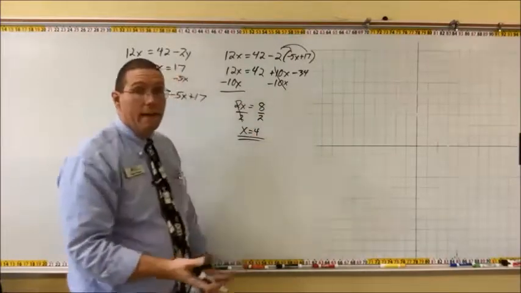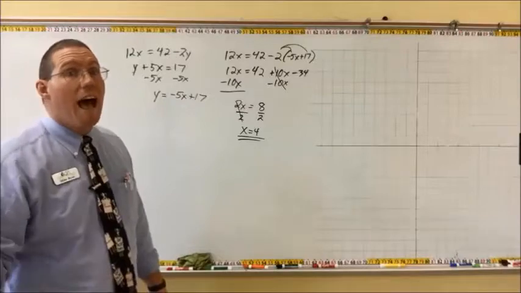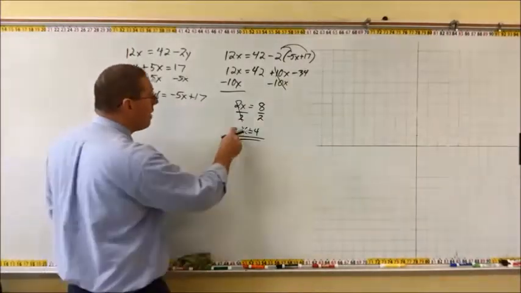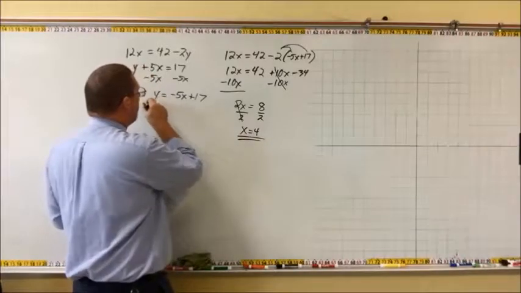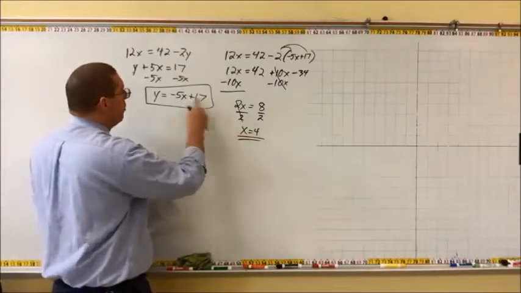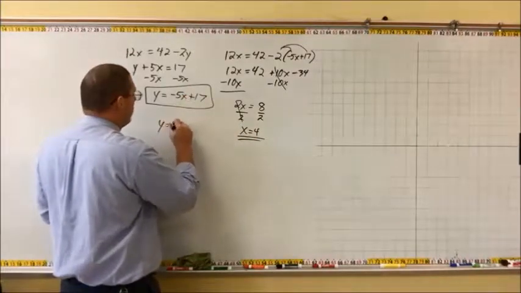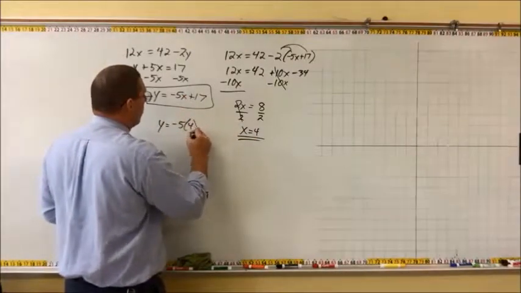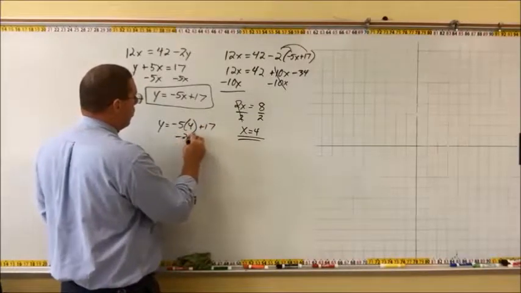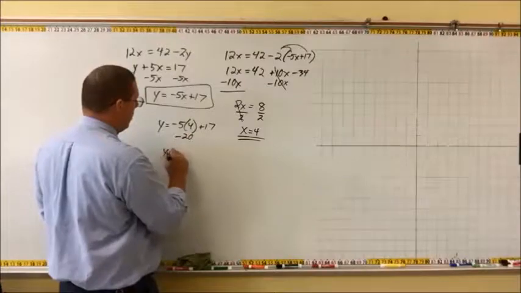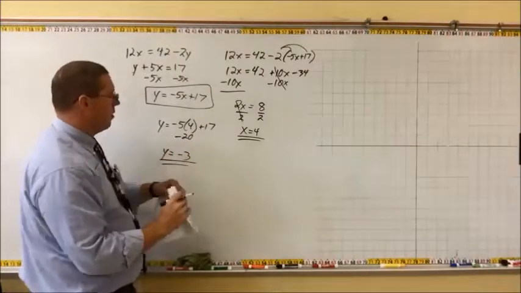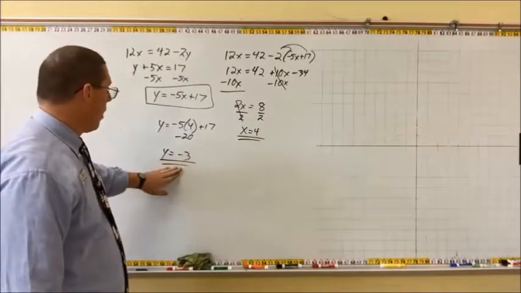But I'm not done yet. I've only got my answer for x. I still need to find out what the answer is for y. So I'm going to take the x equals 4 and go over here to the y equals -5x plus 17, and put the 4 in. So I'm going to have y equals -5 times 4 plus 17. -5 times 4 is -20 plus 17. -20 plus 17 is -3. And so here's my answer: x equals 4, y equals -3.